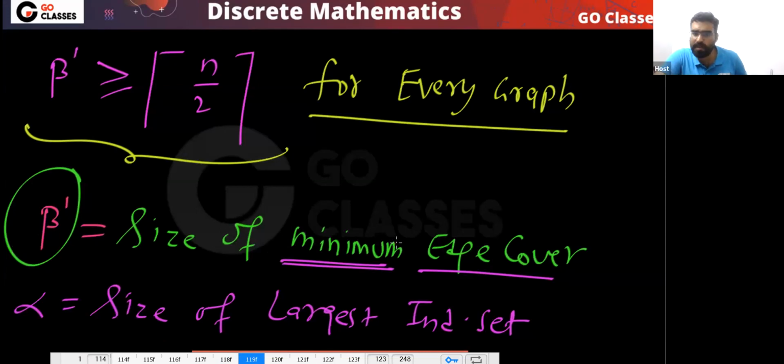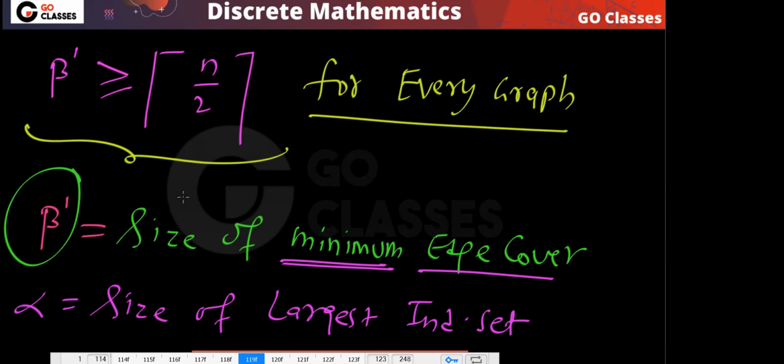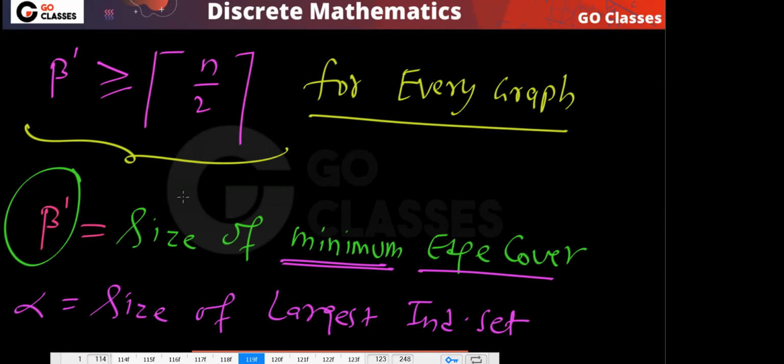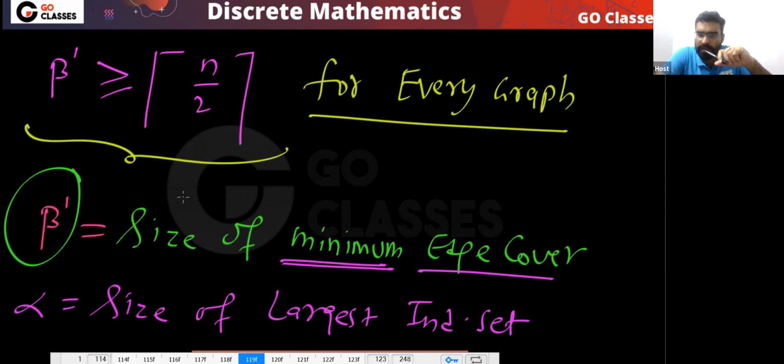Beta dash is the size of the minimum edge cover, and alpha dash is the size of the largest matching. Okay. So Yuvraj is asking, sir, matching can be defined if any vertex is independent. So one function has perfect matching.